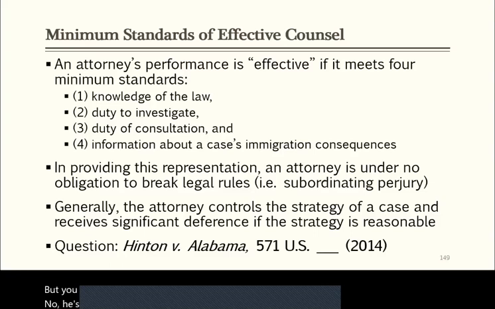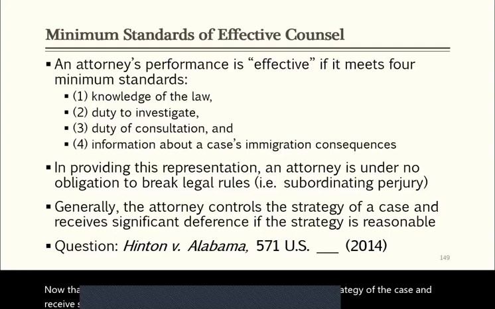So you cannot tell the judge, hey, he's guilty, don't let him testify. You can't do that because, again, you have the obligation of confidentiality, but you can't suborn perjury. You can't break the legal rules. So there are ways that we do things so we don't break legal rules, but still abide by the Constitution. Now, that being said, generally speaking, the attorney controls the strategy of the case and receives significant deference if the strategy is reasonable, right?